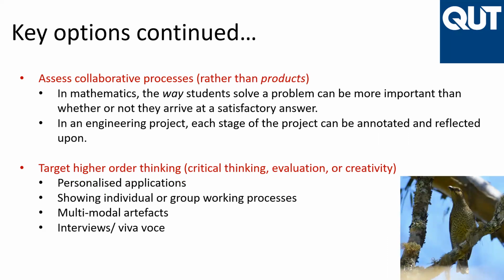So assess collaborative processes is another thing you can do rather than products. So think about the way that students get to a product, which is a similar thing to what I discussed earlier. They have to discuss the steps they go through, so it's a kind of iterative process. For example, in an engineering project, each stage of the project can be annotated and reflected upon. And that could be what you're then assessing rather than the ultimate output, the ultimate product.